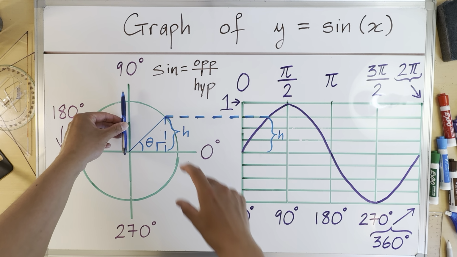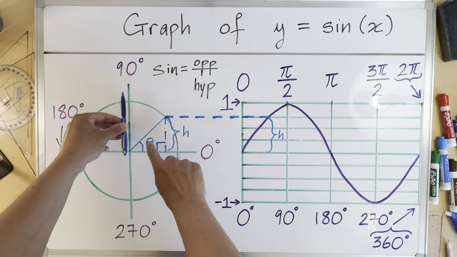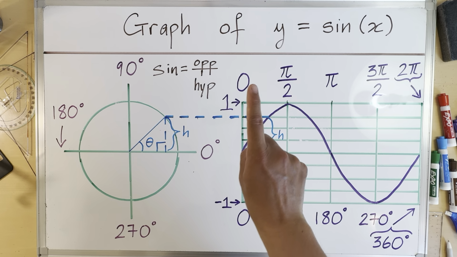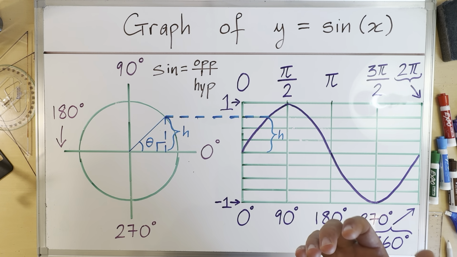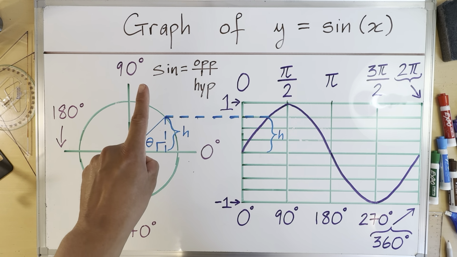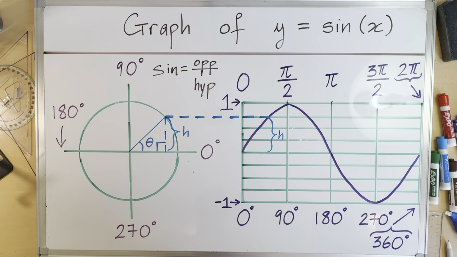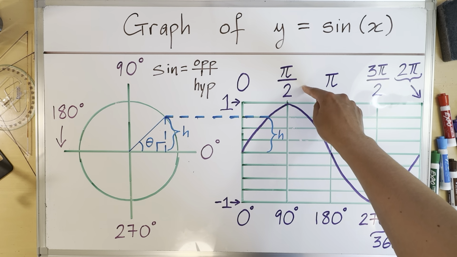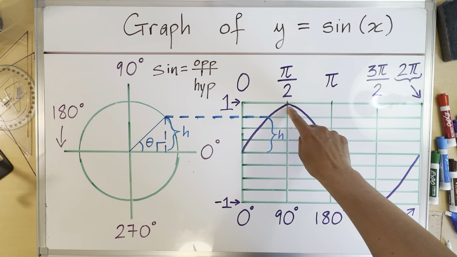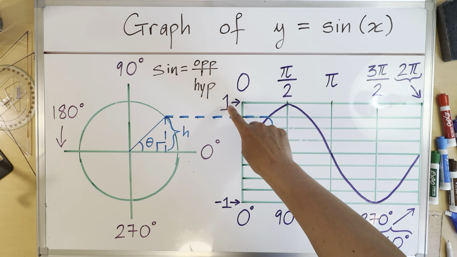the length of the side of the triangle that is opposite to angle theta is exactly 1 unit long, which is the same as the length of the radius of the circle. And 1 divided by 1 gives us 1. And for that reason, at 90 degrees, which is the same thing as pi over 2 radians, the graph is right here at exactly positive 1, not negative 1, but positive 1.